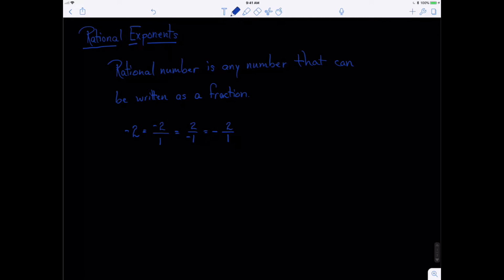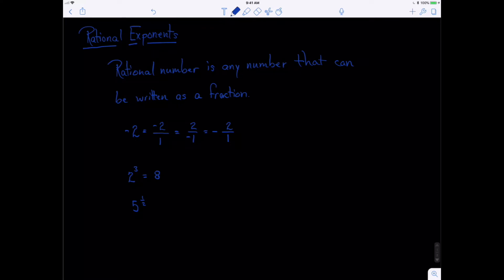So remember, so far we've been looking at whole number exponents, for example, 2 cubed, and then we could multiply it out. But now we're going to look at things like 5 raised to the 1/2. How could you write 5 raised to the 1/2? And I'm going to show you how.